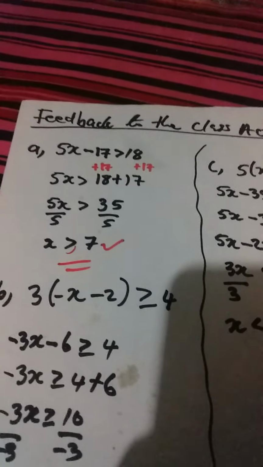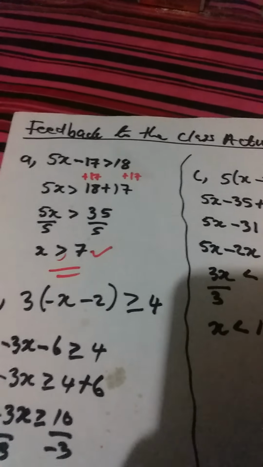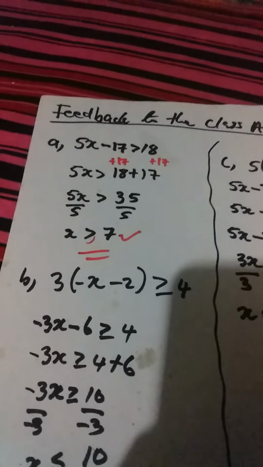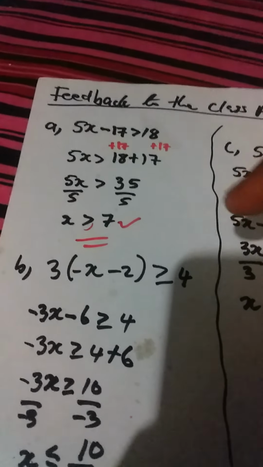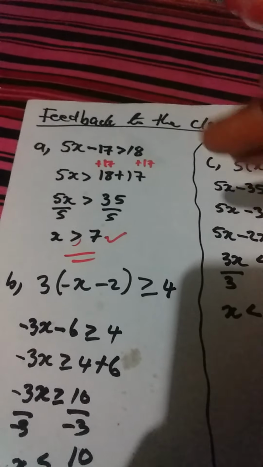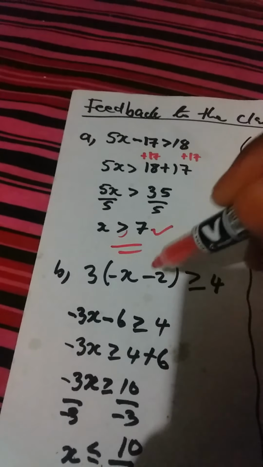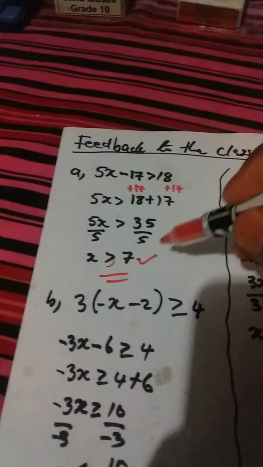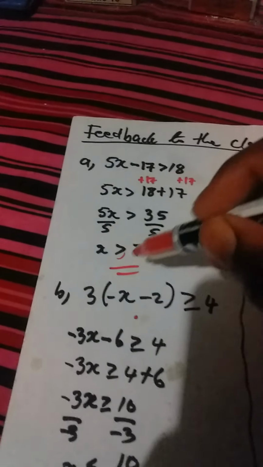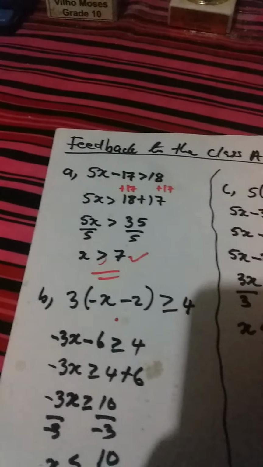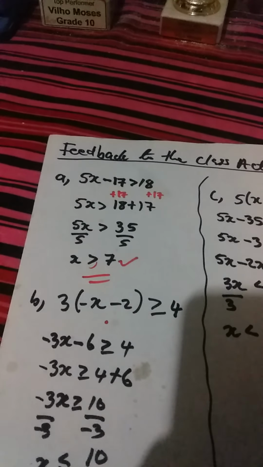And in B, we had 3 into negative x minus 2 greater than or equal to 4. Here we have to apply the concept of algebraic expressions, whereby we have to simplify this. First of all, before we move any term, we have to expand this. So we have to multiply everything inside here with the term outside. That will give us negative 3x minus 6 greater than or equal to 4.